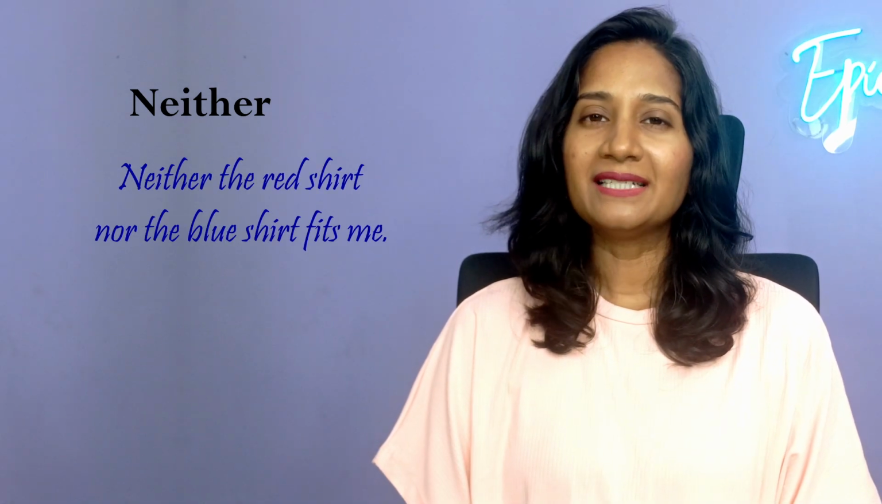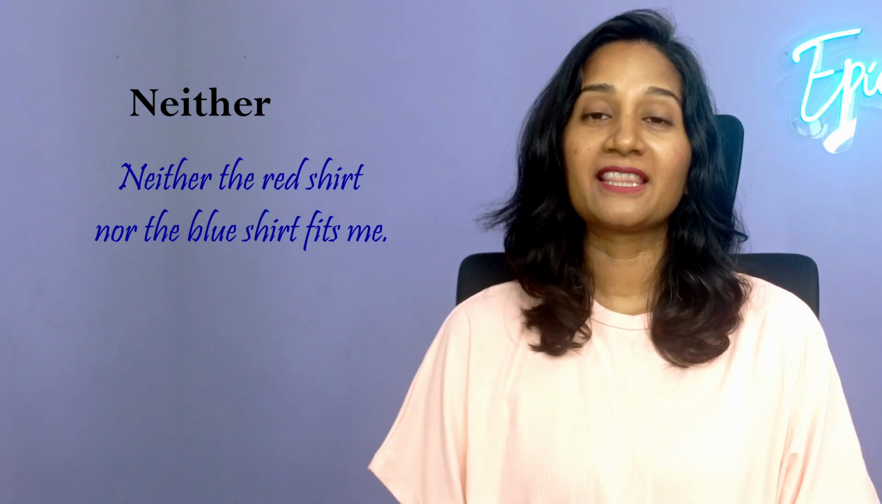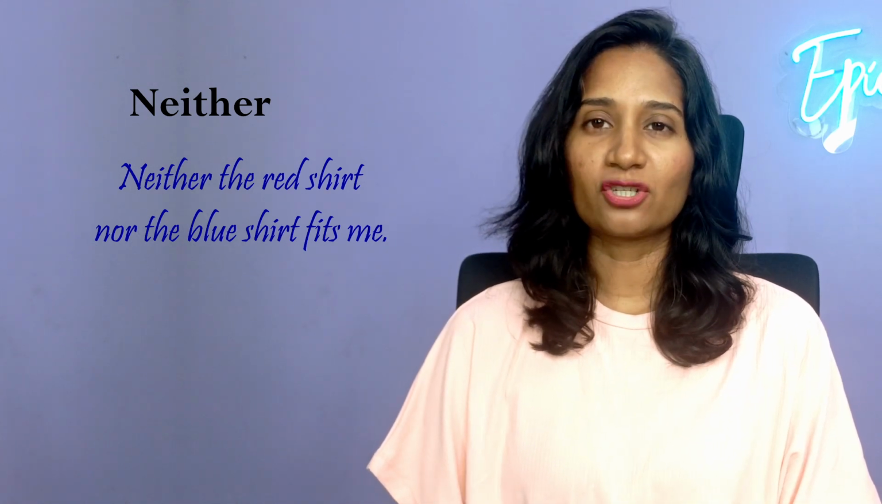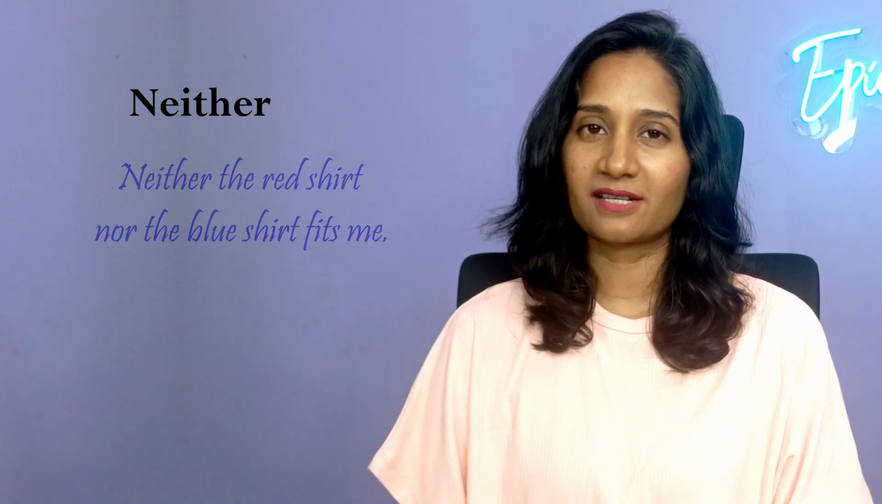Neither is used when rejecting or denying both options. It suggests that none of the options is true or possible. We use neither in negative sentences to show that both options are not happening or not possible. For example, neither the red shirt nor the blue shirt fits me. This means both the red shirt and the blue shirt do not fit. Not a single one works.